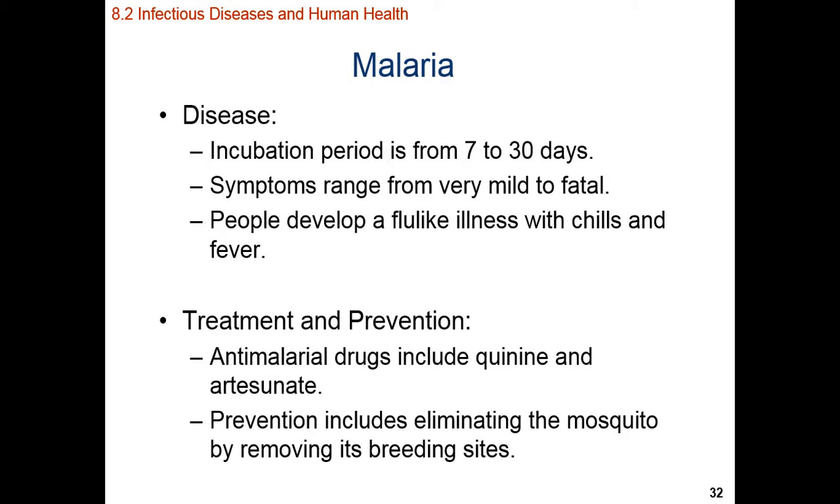Now, to prevent malaria, the best method of prevention is to avoid getting bitten by the mosquitoes. So we need to remove the mosquito populations by removing stagnant water, by using mosquito netting to keep the mosquitoes from coming in contact with us, by using mosquito spray to make our bodies less attractive to the mosquitoes. And you can also preemptively take anti-malarial drugs. 2 common anti-malarial drugs include quinine and artesunate.